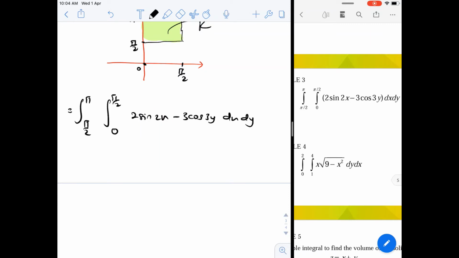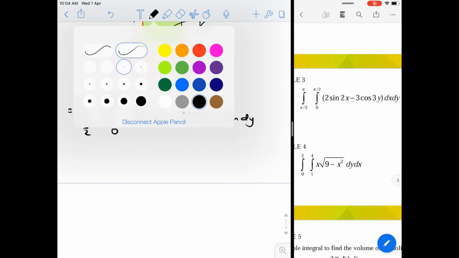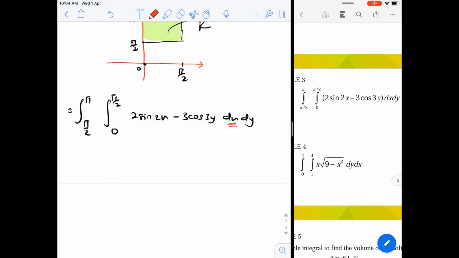Okay, now again, integrate with respect to x here. So integrate with respect to x, y becomes the constant. Okay, x the variable and y becomes the constant.